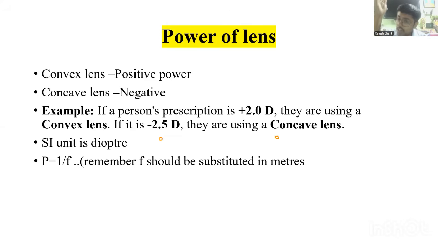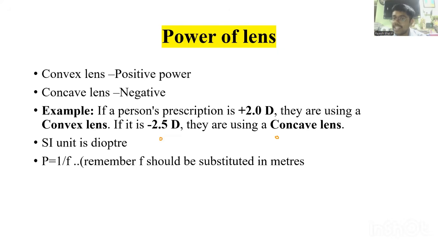If the focal length is positive, the power of the lens, which is just the reciprocal, 1 by f, will also be positive. Convex lens, power positive. Concave lens, power negative. I have given one example. If a person's prescription is plus 2 diopter, then what are they using? Convex lens. If the prescription is minus 2.5 D, then they are using a concave lens.